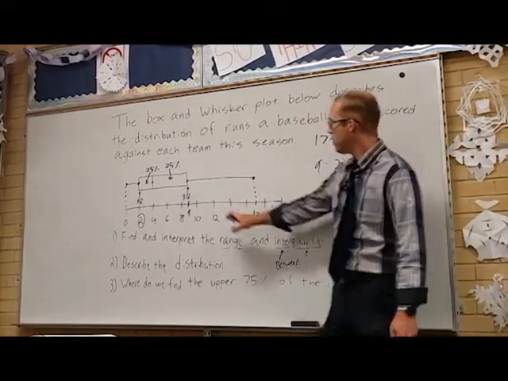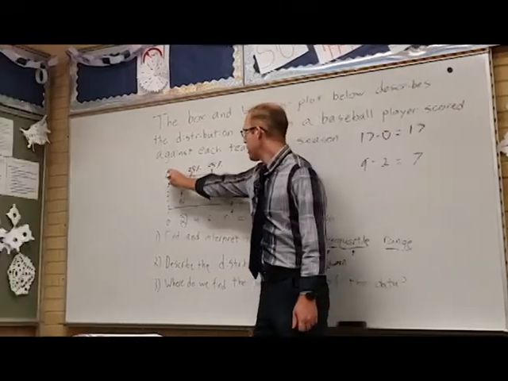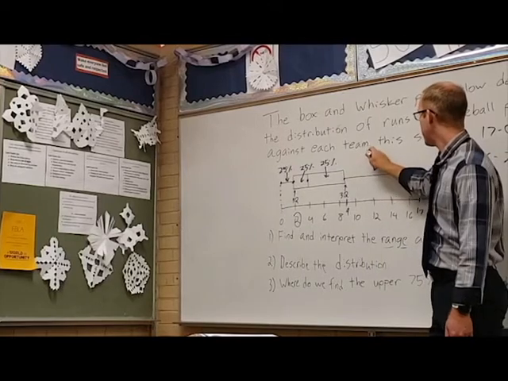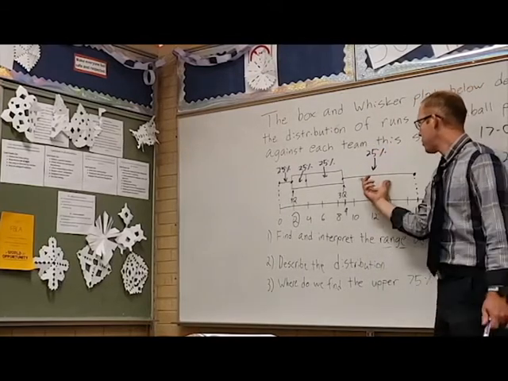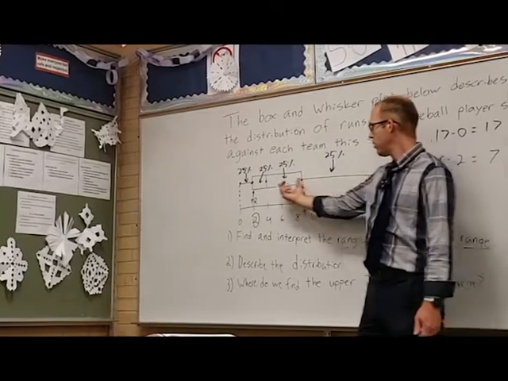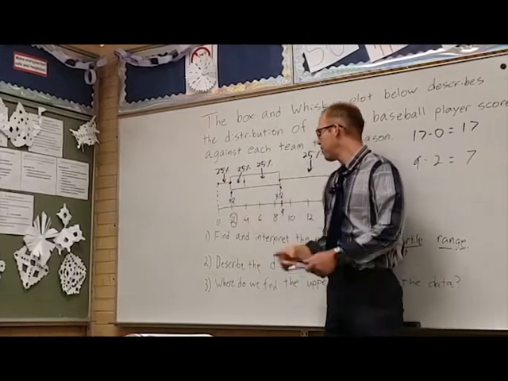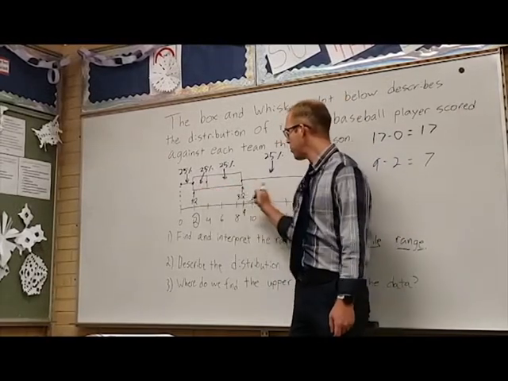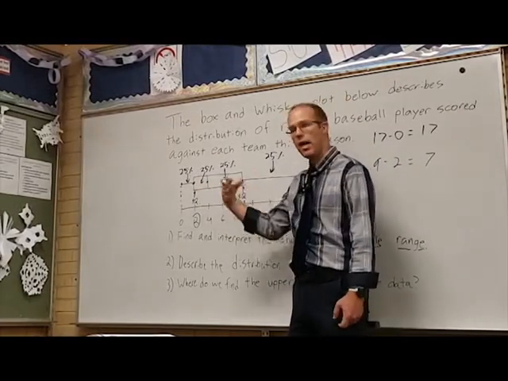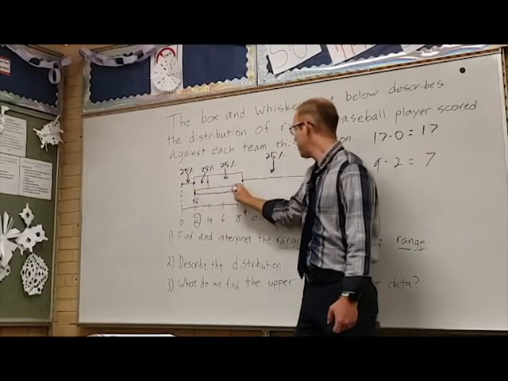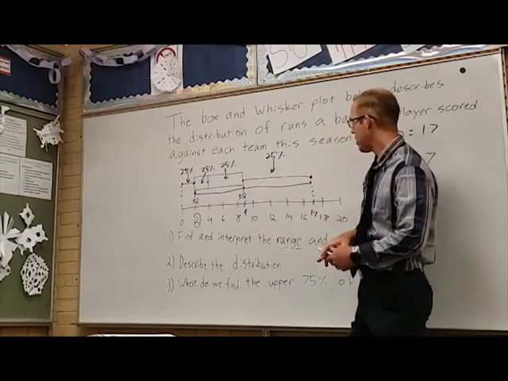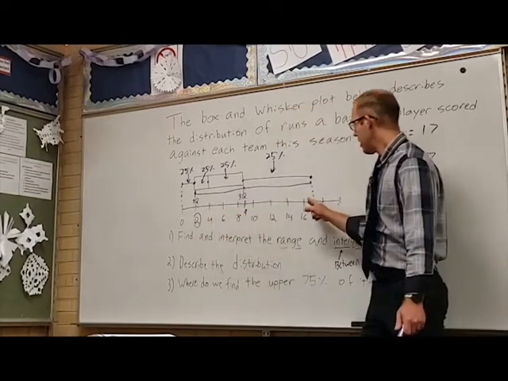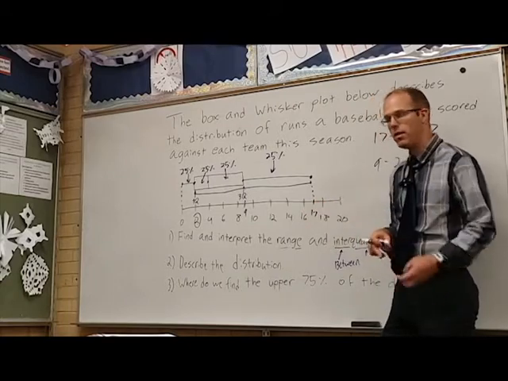Upper 75% relates again to these. So each one of these categories is 25% of the data. 25% of the data, that means 25% of the time our baseball player was here, 25% of the time here, and here and here. The upper 75% will be these three categories. 25 plus 25 plus 25 added together is 75%. So 75% of the time our player was between 2 runs scored against the team this season and 17 runs scored against the team this season.